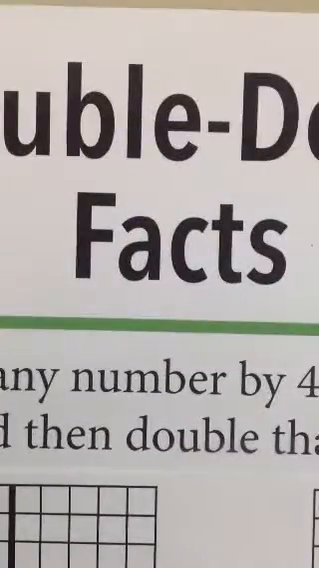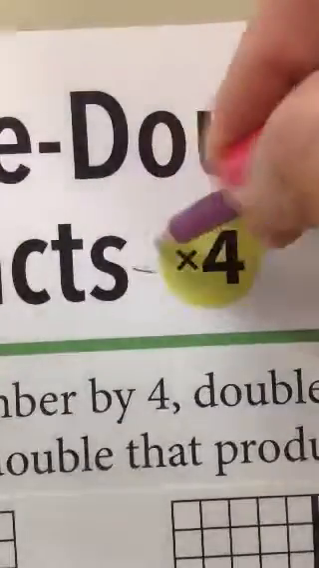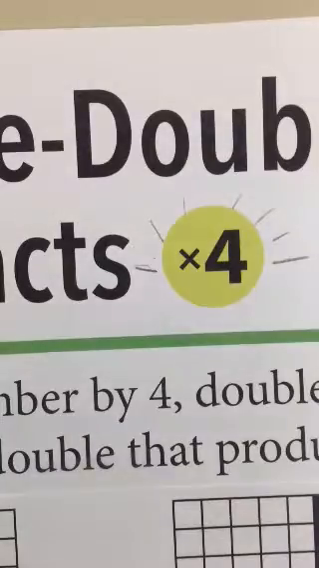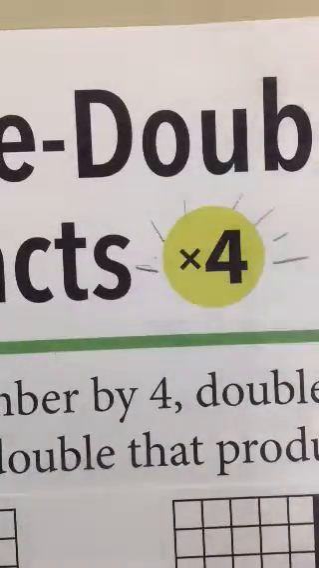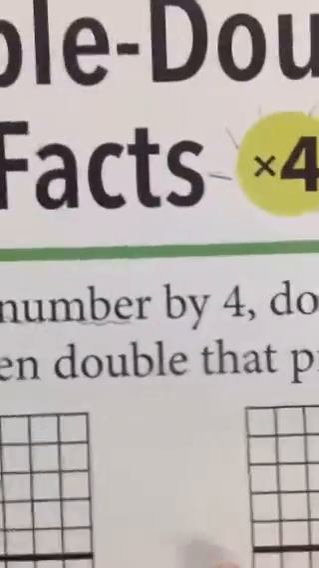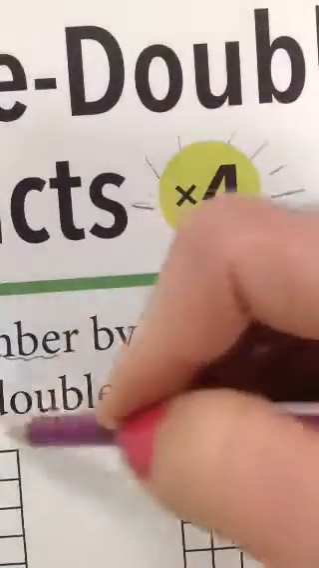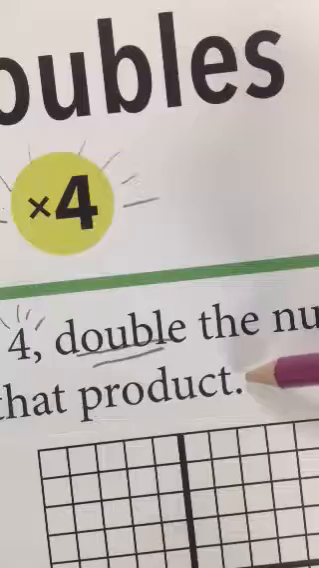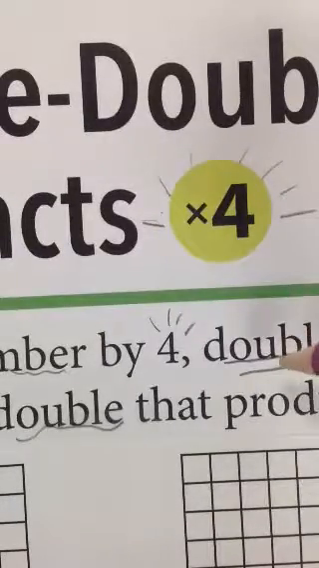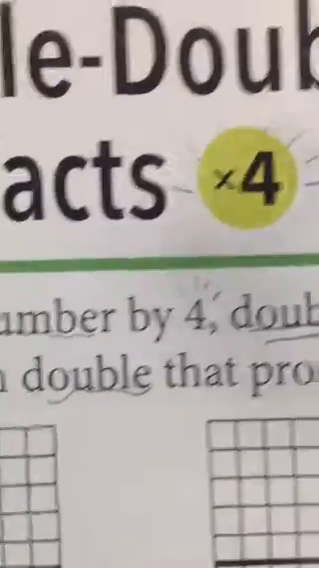Doubles facts. Ooh, times 4. Okay, when we have a factor of 4, what is gonna happen? Let's see. To multiply any number by 4, double the number and then double that product. Oh, there's lots of doubles in there. Okay, let's try one out and see what happens.